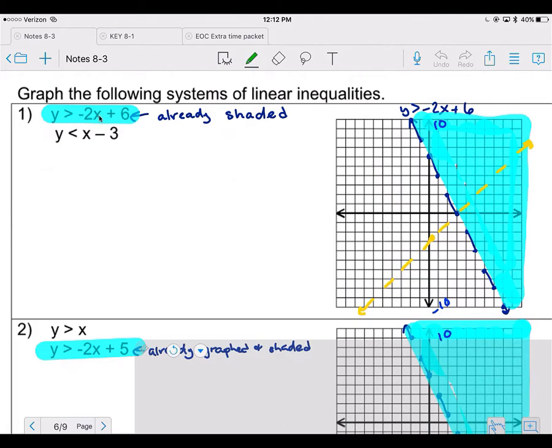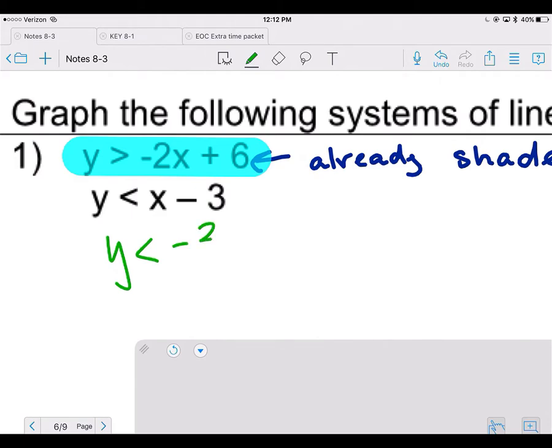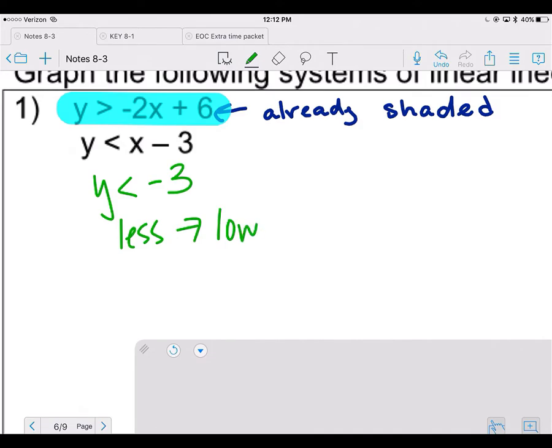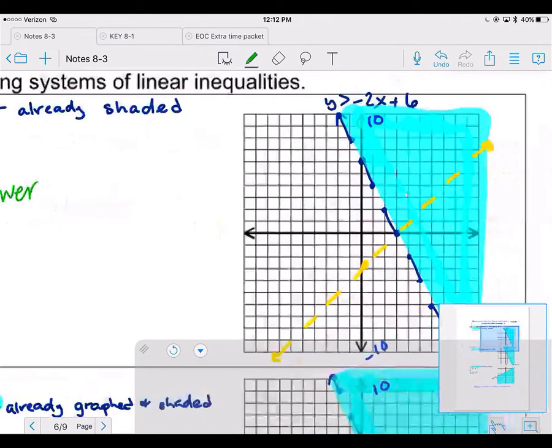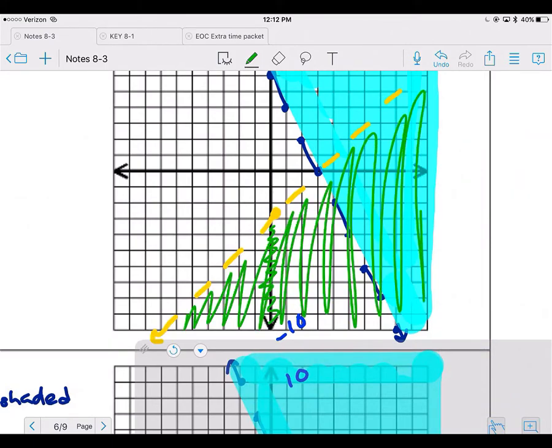Because y is greater than 6, they went greater than 6, which goes up, so they shaded above or on top of the line. We have already graphed this one in yellow. Y is less than x minus 3, and we need to figure out our shading. Y is less than negative 3, and less than goes lower than negative 3. So starting at negative 3, lower would go underneath, so we're going to shade underneath the yellow line.